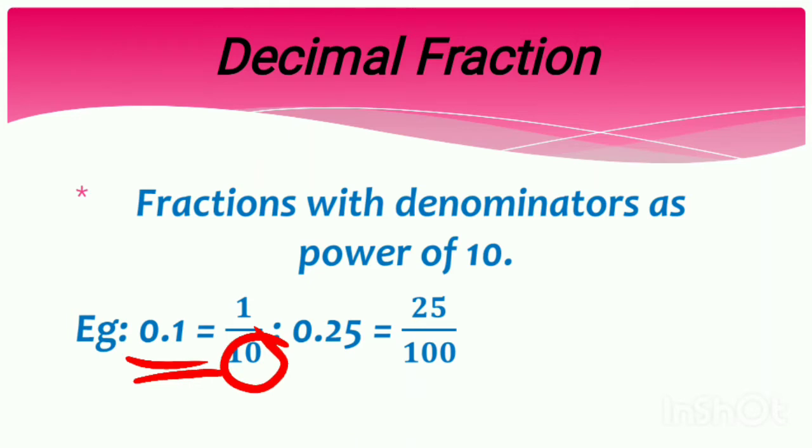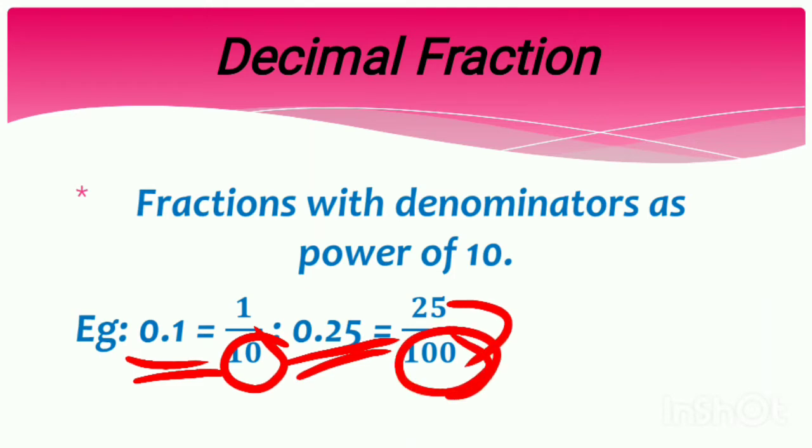Good. 0.25. 0.25 can be written as 25 by 100. Here 100 can be written as 10 to the power 2. So 25 by 100 is a decimal fraction.